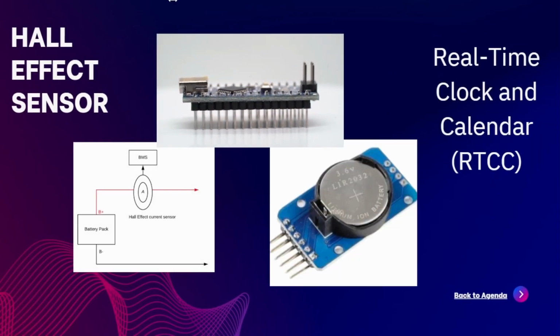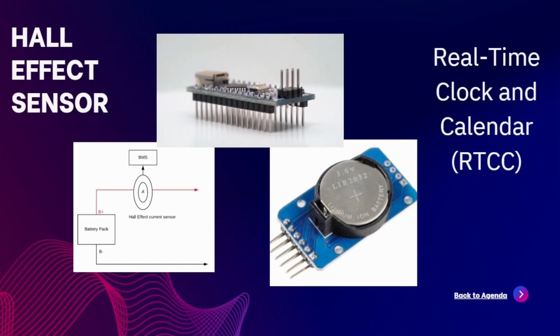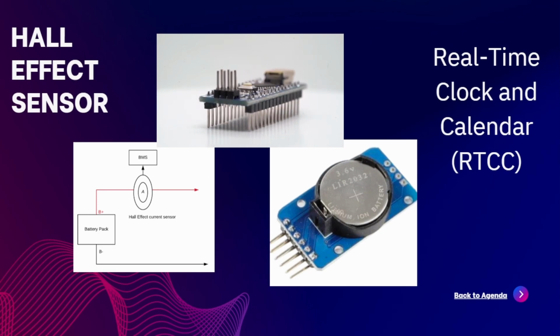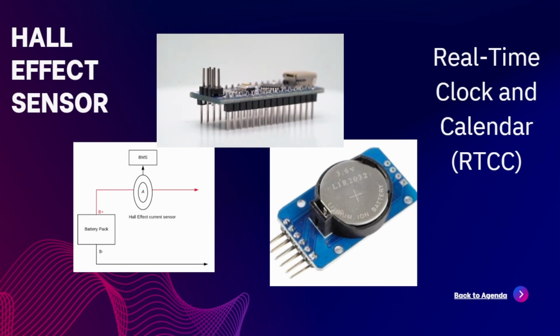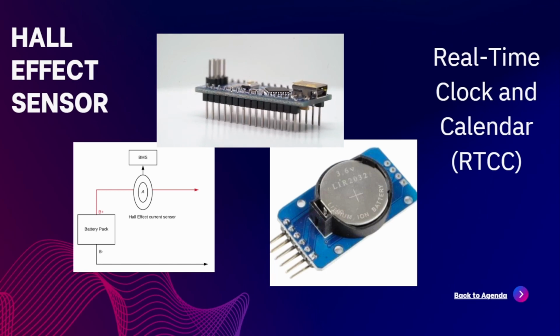So first, the Hall effect sensor. What is a Hall effect sensor? What is the principle behind the Hall effect sensor? We all know a Hall effect sensor is placed inside the magnetic field produced by a cable that carries the pack current. It produces a voltage proportional to the current. That voltage can be measured directly as shown in the figure.